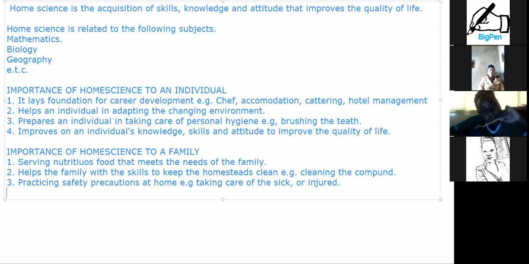What about engaging in income activities? Which are those activities? Making food, making and selling foodstuff. Yes.